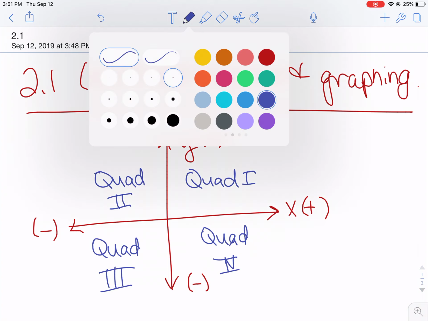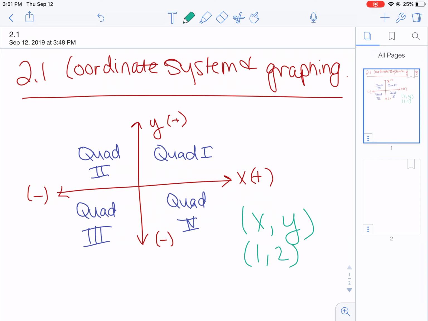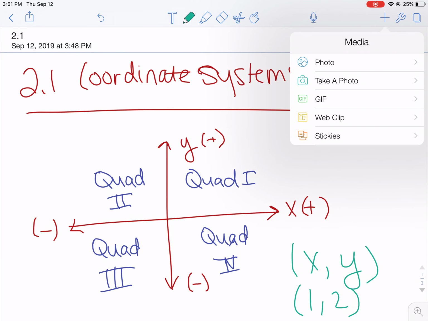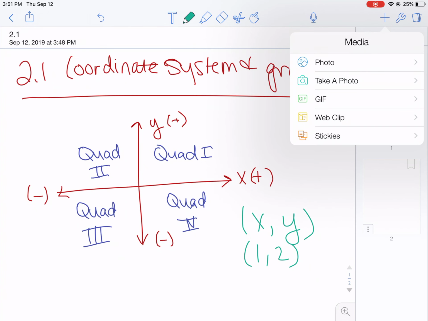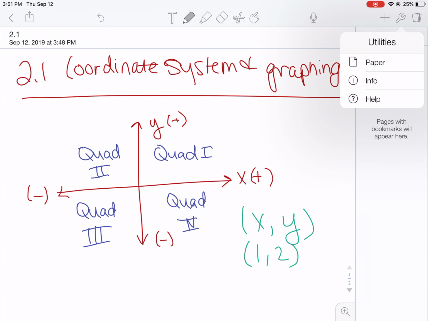When you are given an ordered pair, X, Y, if you plot them, like if I give you 1, 2, you plot the 1 on the X and the 2 on the Y. So I'm going to pull in, give me a second because I cannot remember how to change, oh, sorry, there it is.